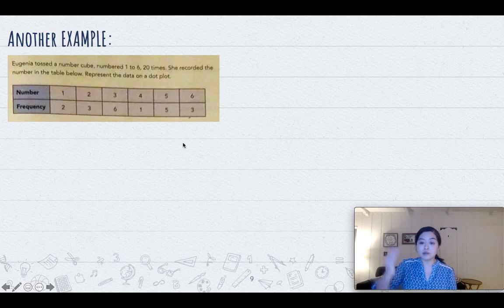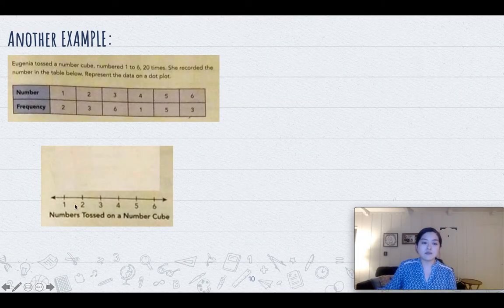So let's draw a number line. To draw a number line, first I need to draw a horizontal number line, and I have to show the number of the side of the cube. So it's 1, 2, 3, 4, 5, 6, like so. And I'm labeling my horizontal axis, and these numbers refer to the number tossed on a number cube.